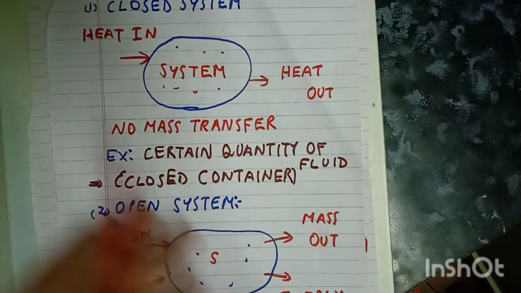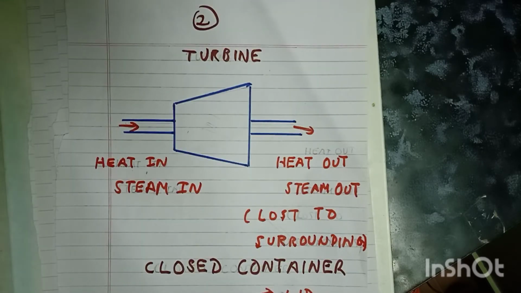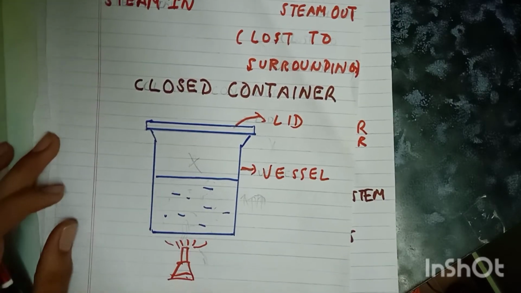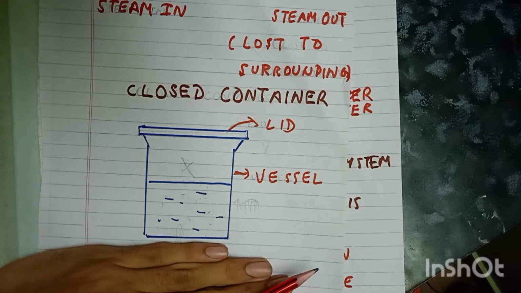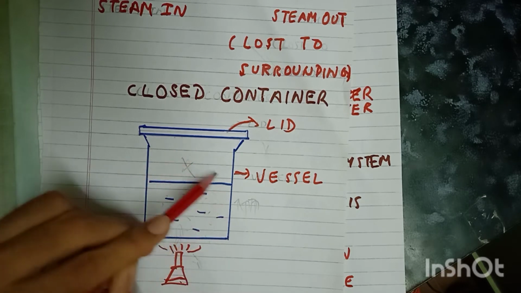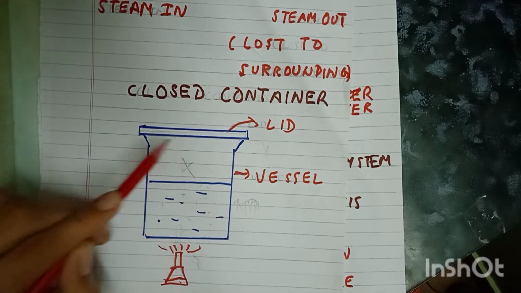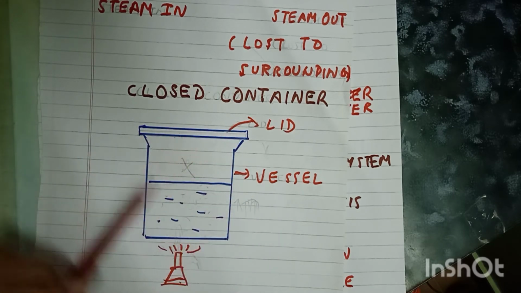For example, consider a certain quantity of fluid in a closed container. I'll show you with the diagram. This is the closed container. Don't consider this burner first. Normally, while seeing this, you can say that this is a normal fluid in a container. This is a vessel, and it is closed with the help of a lid. And now this is considered as a closed container.